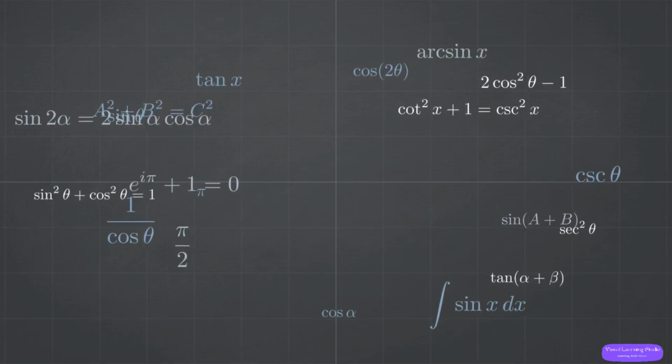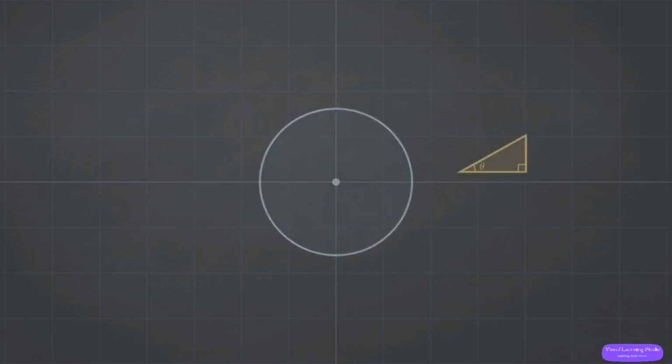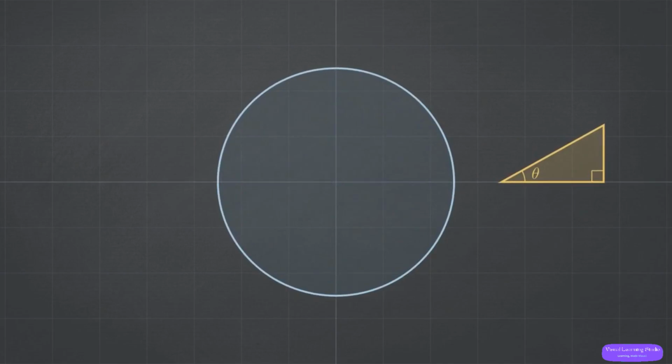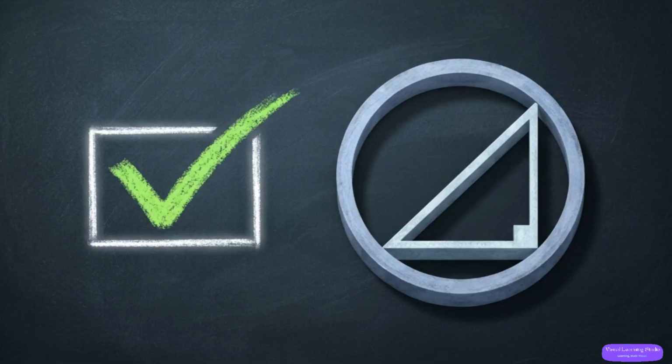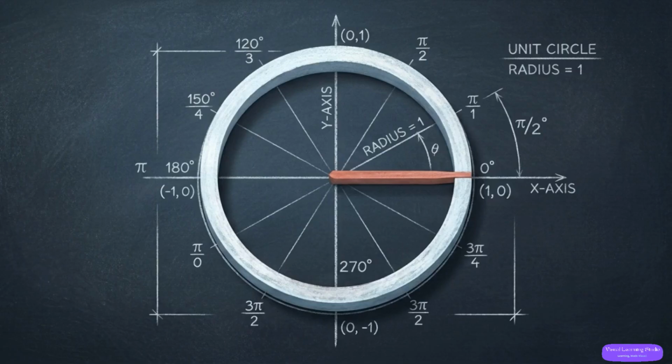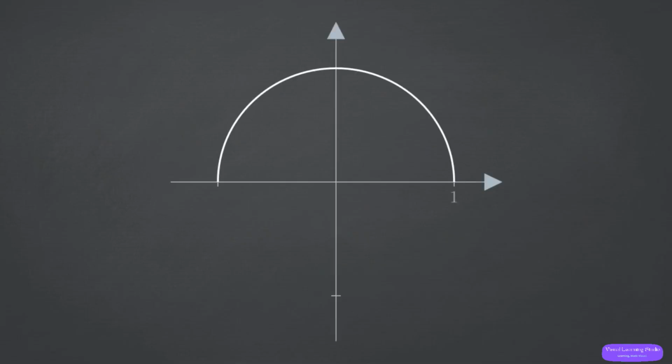Every single identity on your curriculum can actually be built from scratch using just two basic geometric shapes. Developing a mastery of visual translation, where every formula corresponds to a physical location, is what makes these equations impossible to forget. We start with a clean slate and a single rule. Draw a circle with a radius of exactly 1. This diagram shows our unit circle.